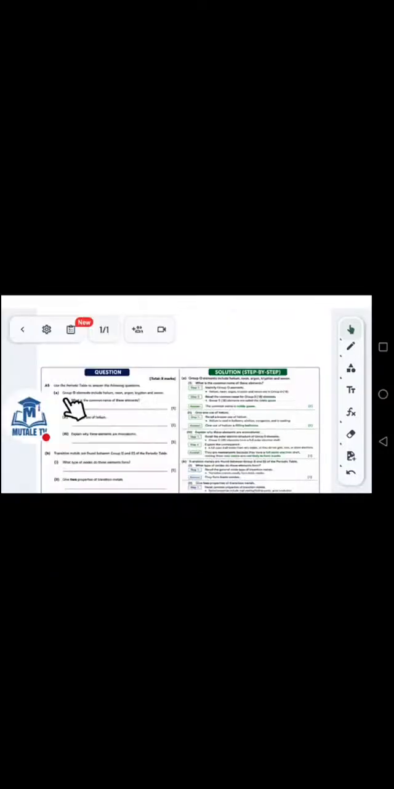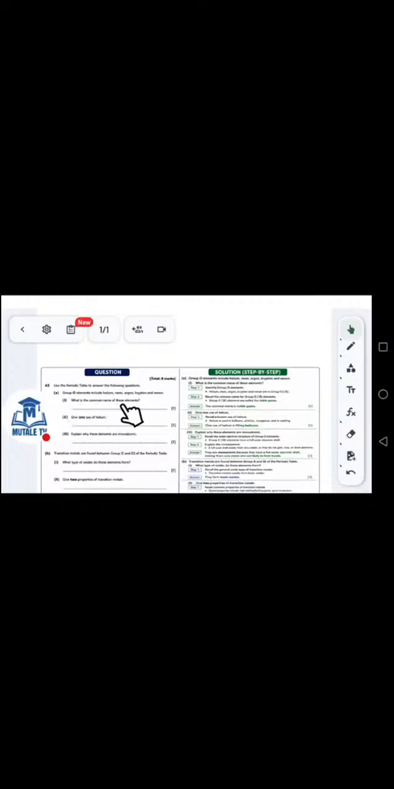Question A reads, group 0 elements include helium, neon, argon, krypton, and xenon. Question A1 reads, what is the common name of these elements? The common name for group 0 elements is what we call the noble gases.